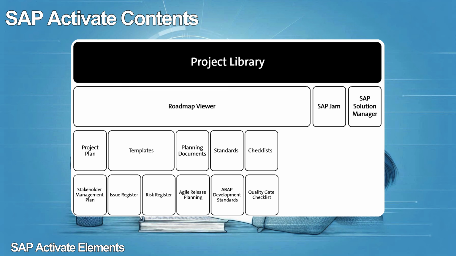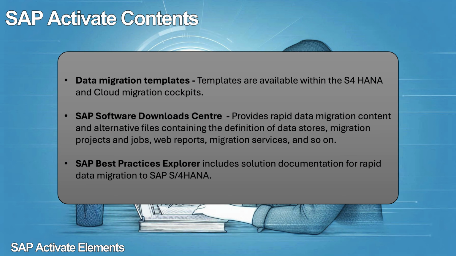These documents include project plan templates, accelerators, templates, standards, strategies, decision-making processes, and several other artifacts to help in the overall execution of the project management workstream and the underlying processes. The structure of data migration for the migration content is available in multiple places: Data Migration Templates, SAP Software Download Center and SAP Best Practices Explorer.